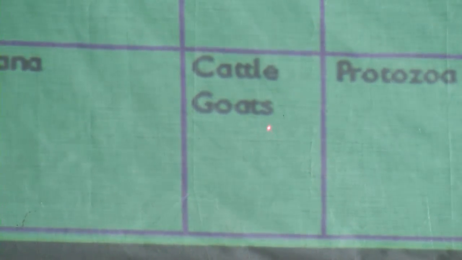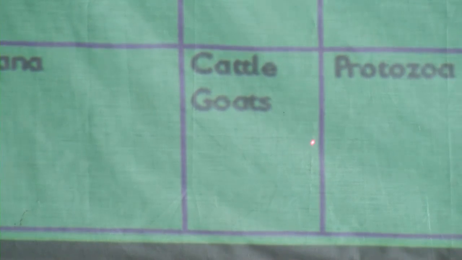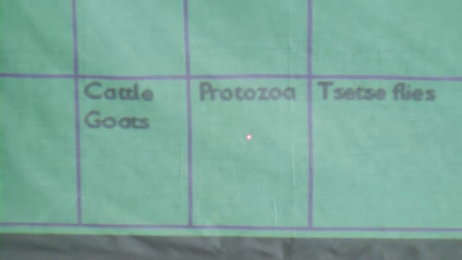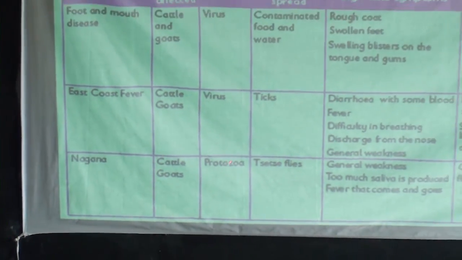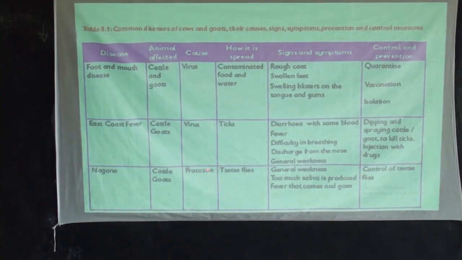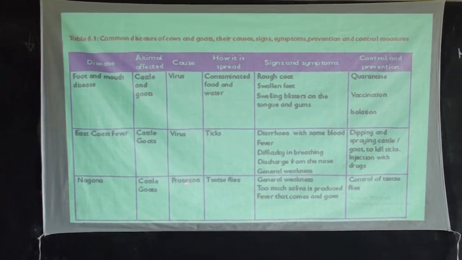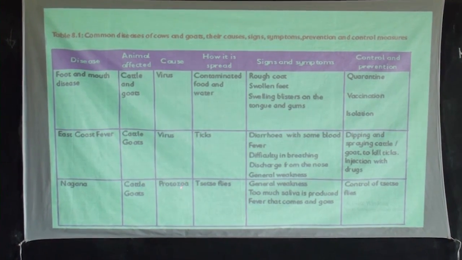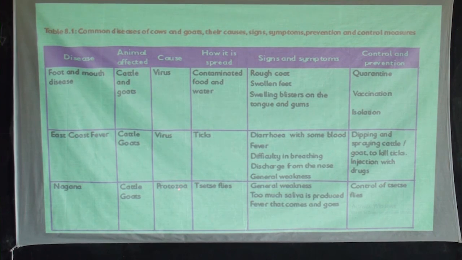And then it is caused by protozoa. This is also a type of germ. Remember, we have commonly four types of germs: virus, protozoa, bacteria, and fungi. So if they ask you to mention types of germs, simply talk of virus, bacteria, protozoa, and fungi. Those are types of germs that can easily cause diseases.